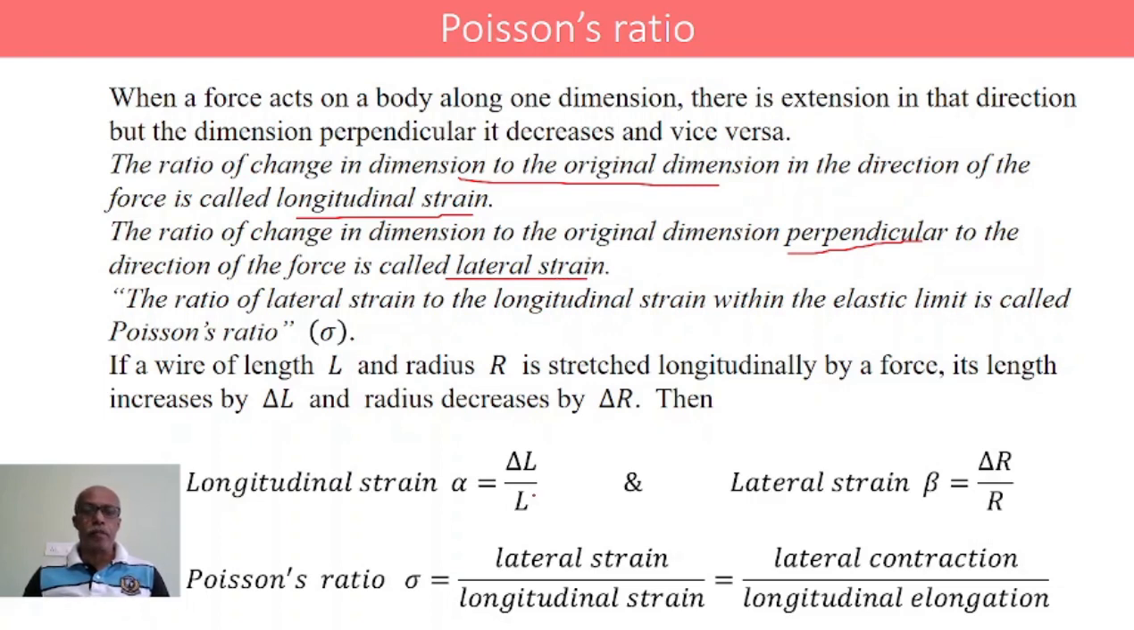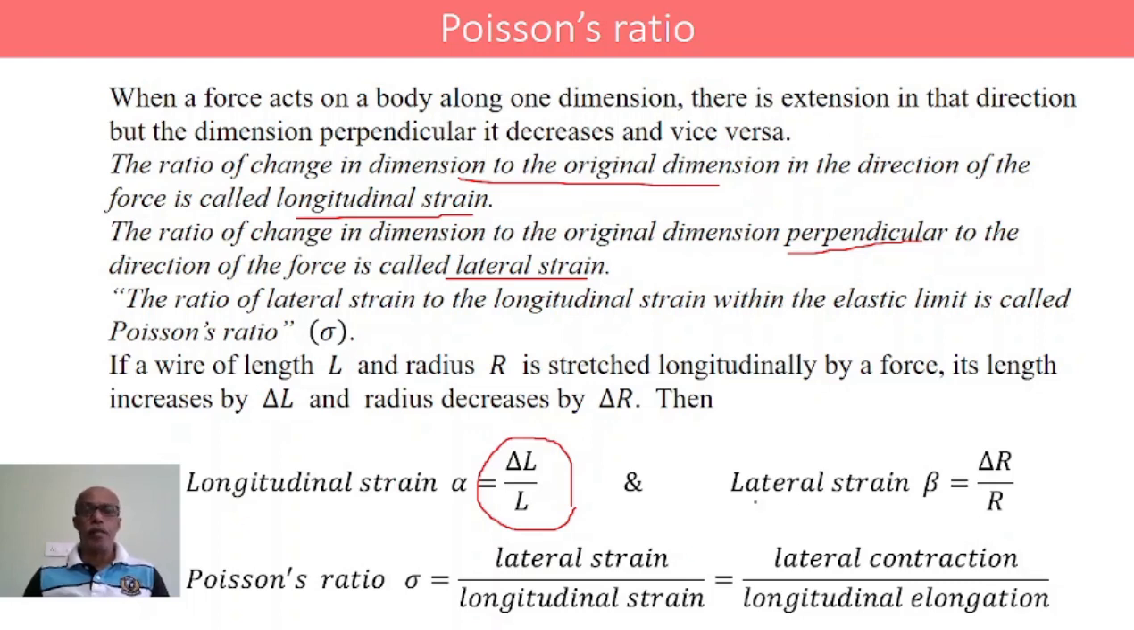Longitudinal strain is nothing but the change in length by original length. The length will be increased due to the force acting along its length. The lateral strain will be decreased because as the wire gets elongated, the radius of the wire will be decreased. The wire becomes more and more thin.